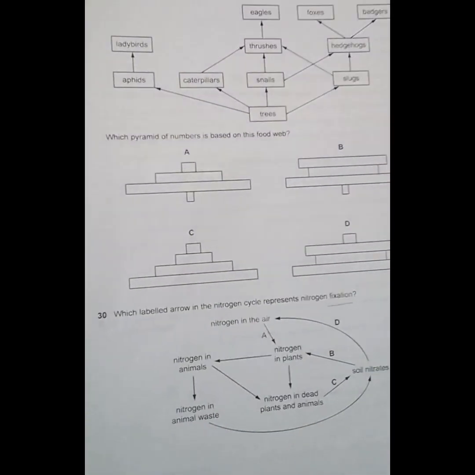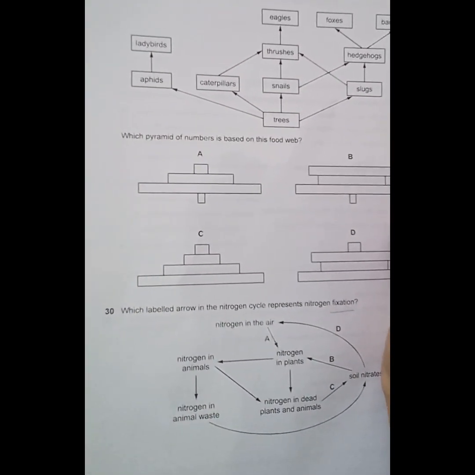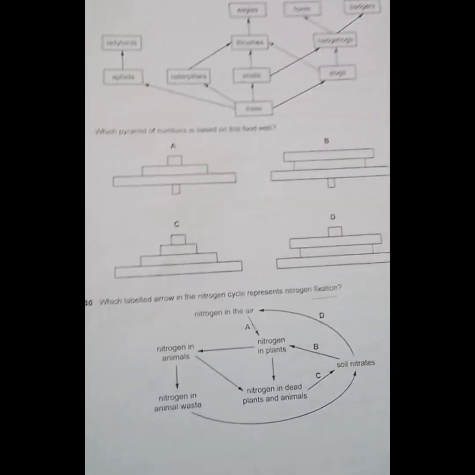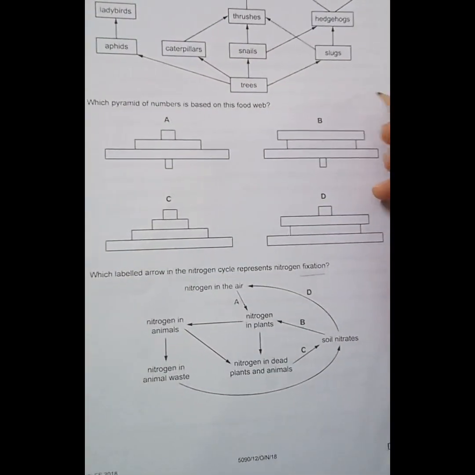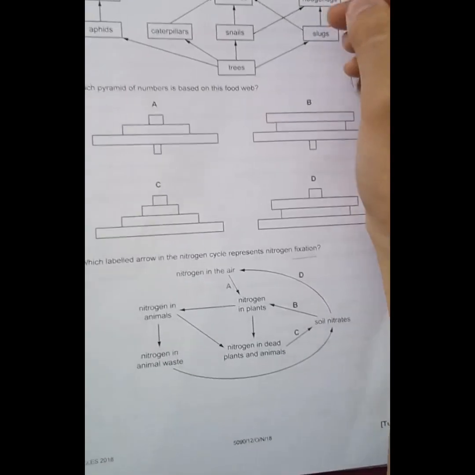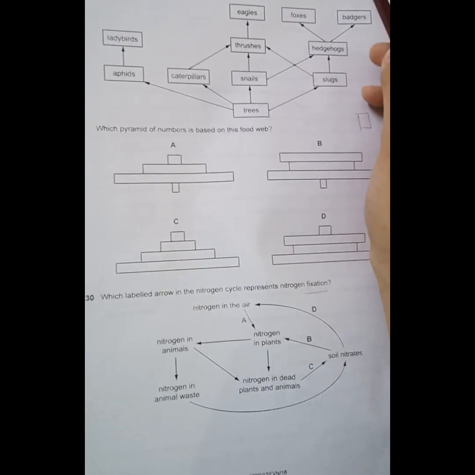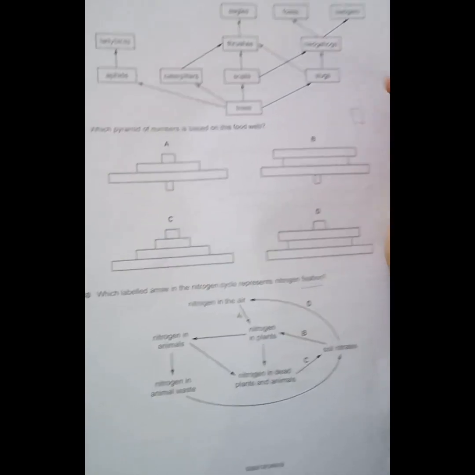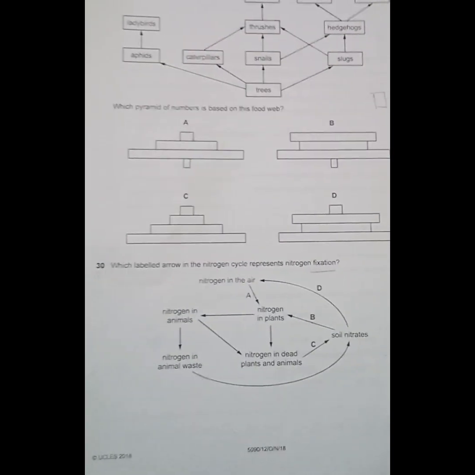Moving on towards question number 29. The diagram shows part of a food web. Which pyramid of numbers is based on this food web? Many students confuse themselves with pyramids of numbers. Let me just make it very simple. There's a single tree, right? I have a tree, and then I have, let's say, ladybugs. And then I have, let's say, any bird. So I have a single tree. A single tree is very huge, with so many leaves and all.